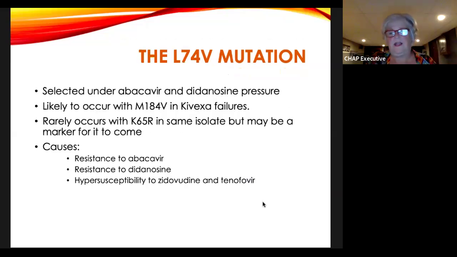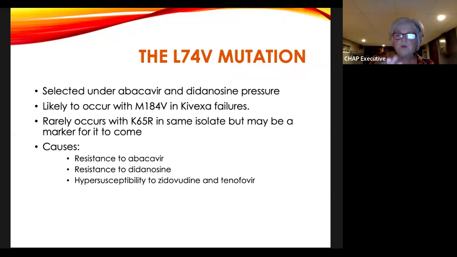A couple more of the nucleoside analog mutations I thought I would throw in here is the L74V mutation. If you had somebody that was failing on an abacavir plus DDI or didanosine nucleoside backbone back in the day, likely they would have developed an L74V mutation. It is also likely to occur with the M184V in Kivexa or abacavir lamivudine failures.